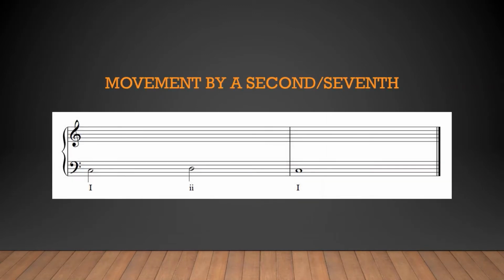Movement by a second is the simplest of them all in my opinion. All the upper voices will move in contrary motion with the bass to their nearest chord tones. And we follow the same exact procedure to return to our C major chord. All the upper voices move in contrary motion with the bass to their nearest chord tones.